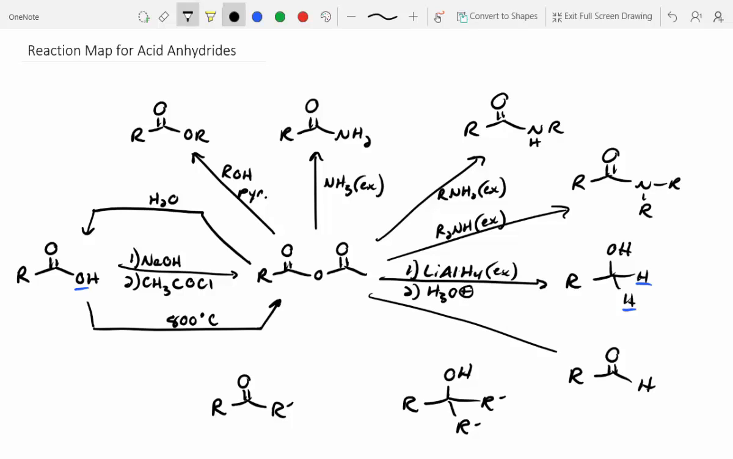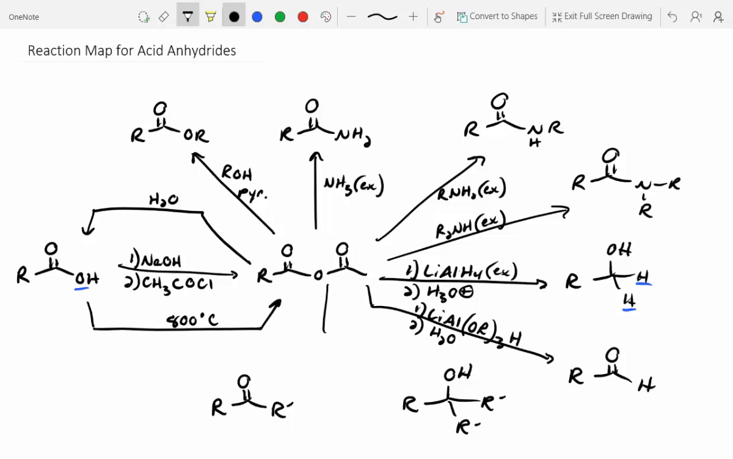And then the question is, how could we stop at the aldehyde? Bulky hydride source, right? What was the bulky hydride source? Yeah. The lithium. LiAlOR3H. So the lithium tert-butoxy aluminum hydride, followed by generally a water workup.